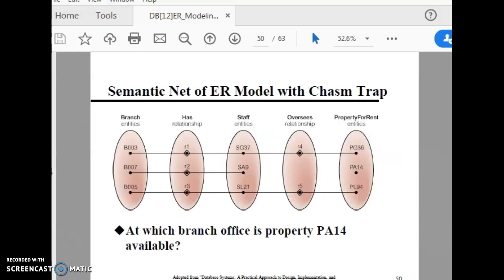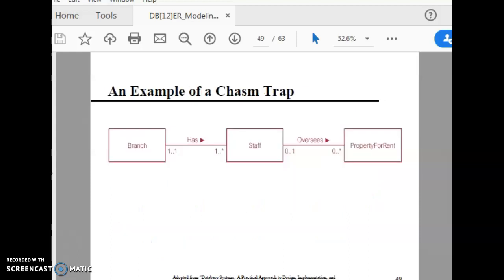So, this is considered to be a loss of information, and this problem is called a chasm trap. This problem arises because the multiplicity of both the staff and property for rent entities in the oversees relationship has a minimum value of 0. Minimum value of 0 between staff and property for rent means that some properties cannot be associated with a branch through a member of staff.